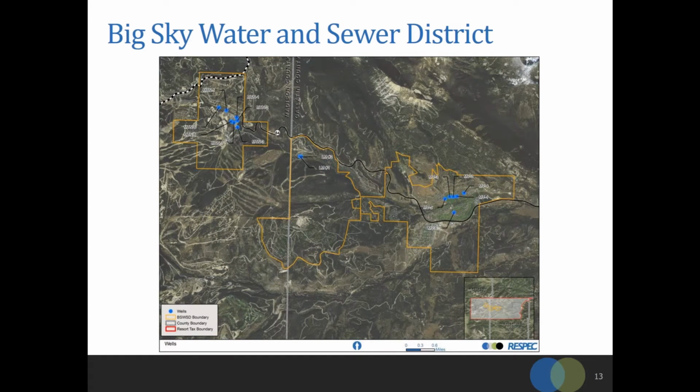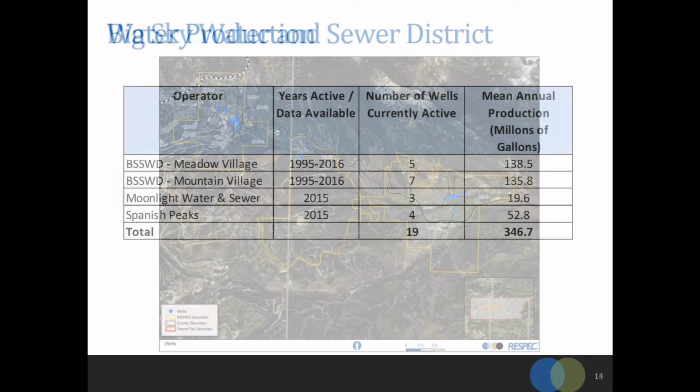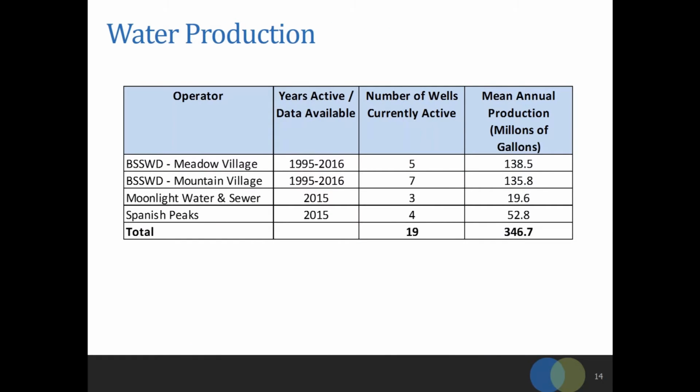Focusing in on the Water and Sewer District, in orange here, you see their wells in the meadow on the right side of the slide, kind of where we're at right here, and they also have a series of wells up in the Mountain Village area. Looking at overall water production, in their Meadow Village wells there are 5 wells, 7 in the Mountain Village, and Spanish Peaks and Moonlight have their own wells, for a total production of 350 million gallons per year.